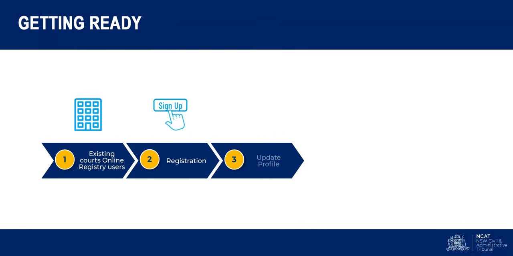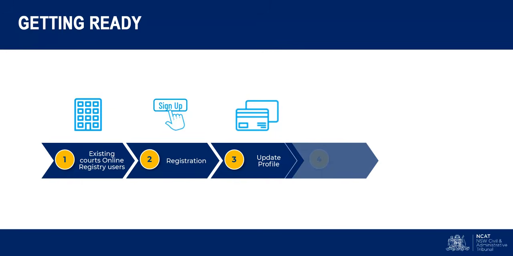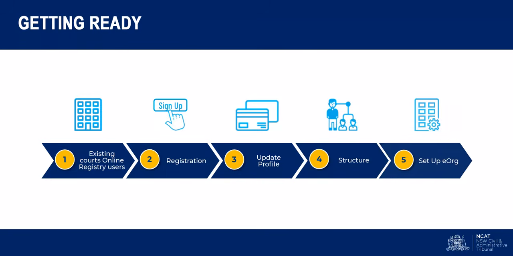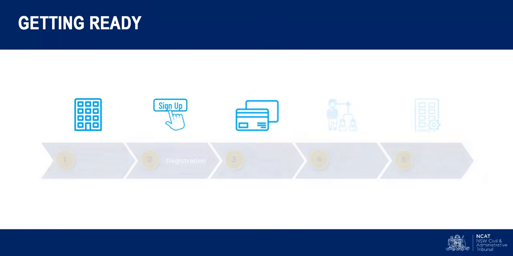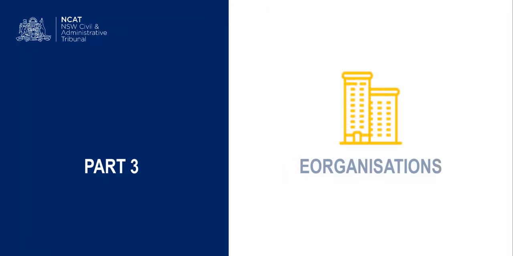Registered users should check that their details are up to date, including having the correct people in the correct roles and current credit, debit card, or direct debit details against their profiles. The following information will help you determine which setup best works for your needs as a user of NCAT Online Services. Determine your organization structure, then create the e-organization.